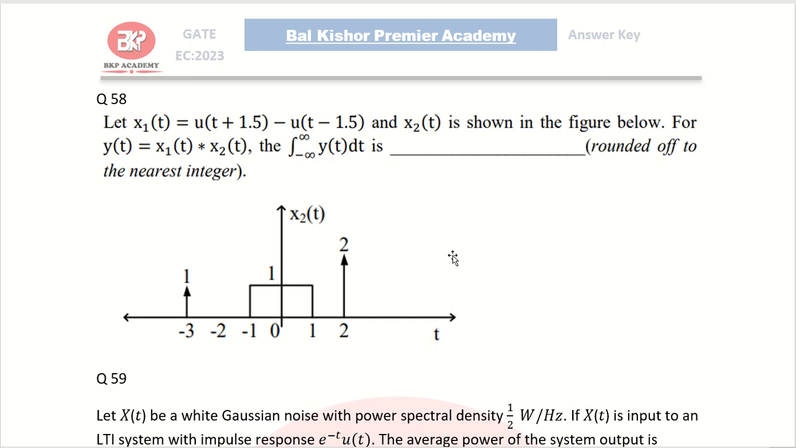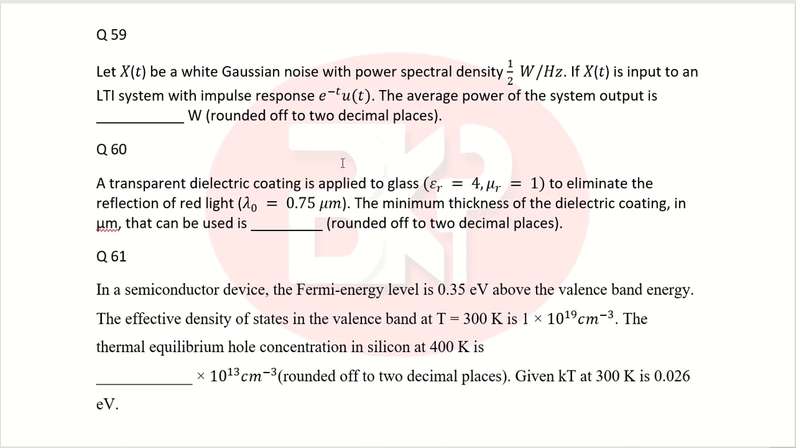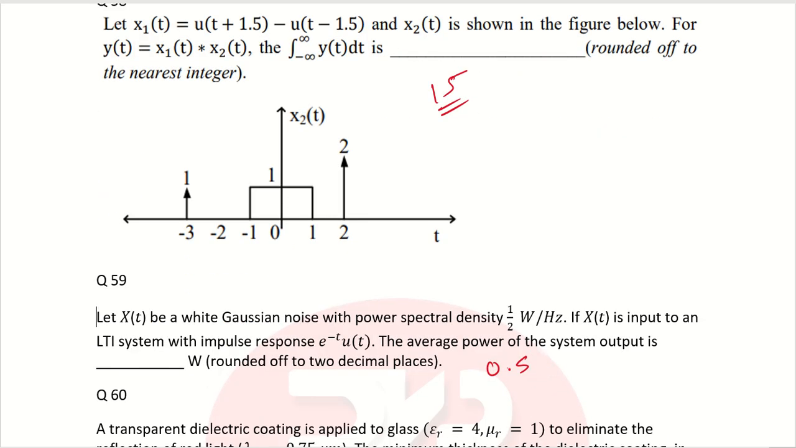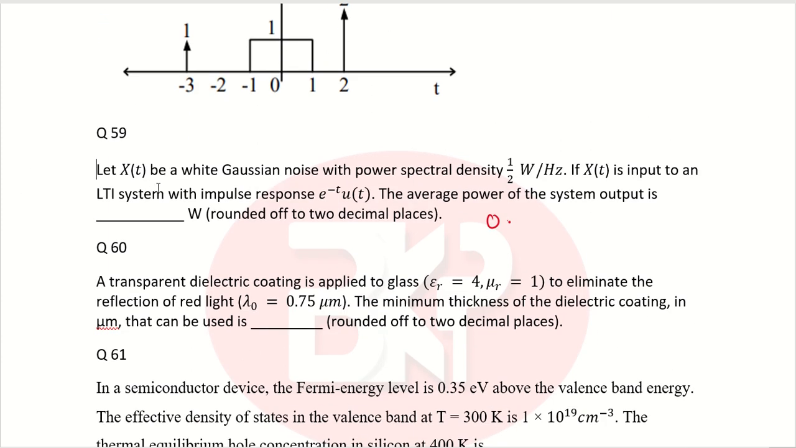Question number 58, the solution for this will be 15. I'll tell you how, okay. Then question number 59, sorry, the value that you will get for this is 0.25. This is the average power that we have to find out. It's a very easy question.